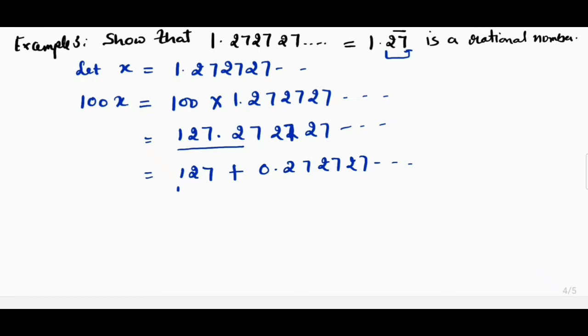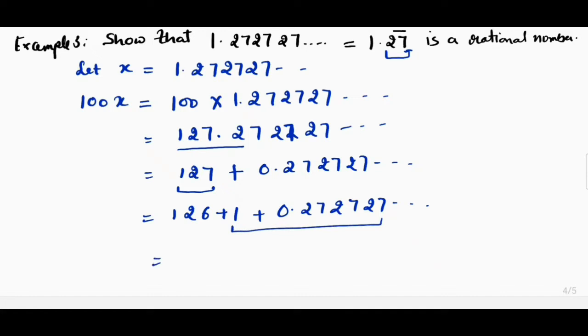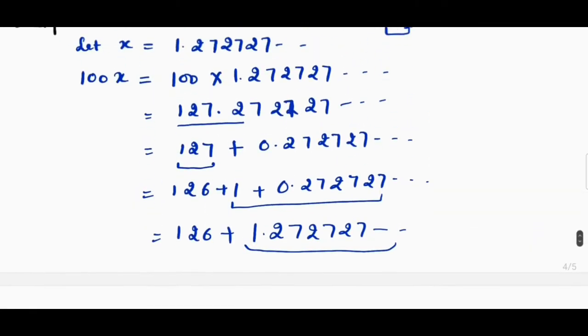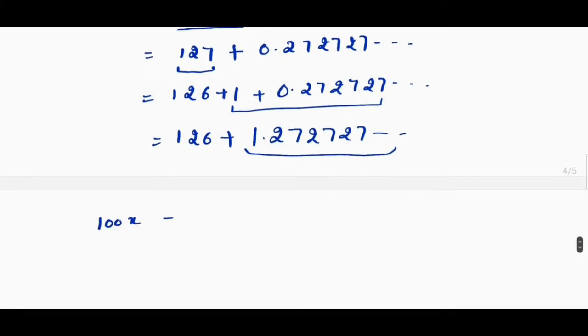So for that I will split this 127 like this. See, I can write this 127 as 126 plus 1 plus 0.272727, and now I will combine these two numbers. So this will become 126 plus 1.272727. So see, this 1.272727 is equal to x. So here I can write this. So it means 100x is equal to 126 plus x.